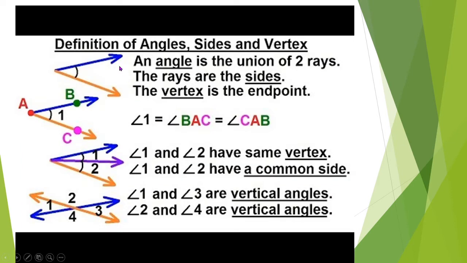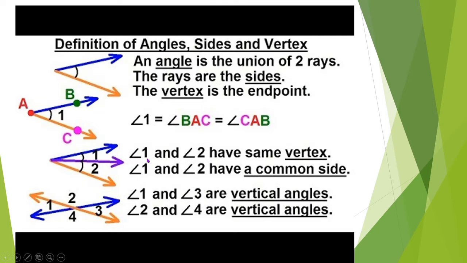The next definition is angles. An angle is the union of two rays. The rays are the sides, the vertex is the end point. As you can see in this diagram, these are the two rays, and these two rays combine together to make this angle. This is the vertex of this angle.